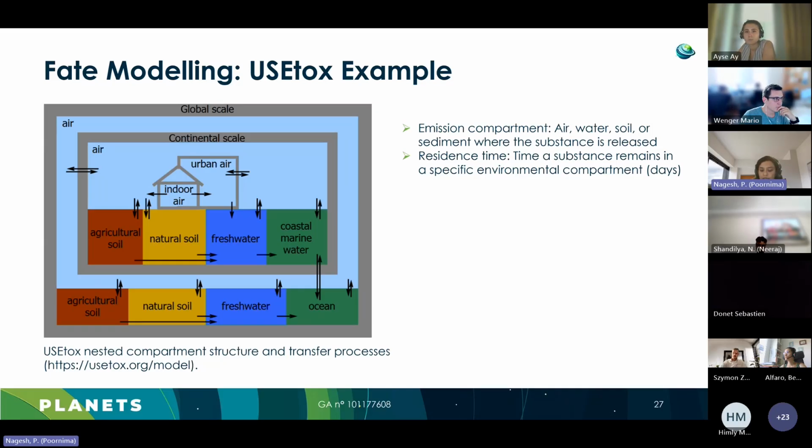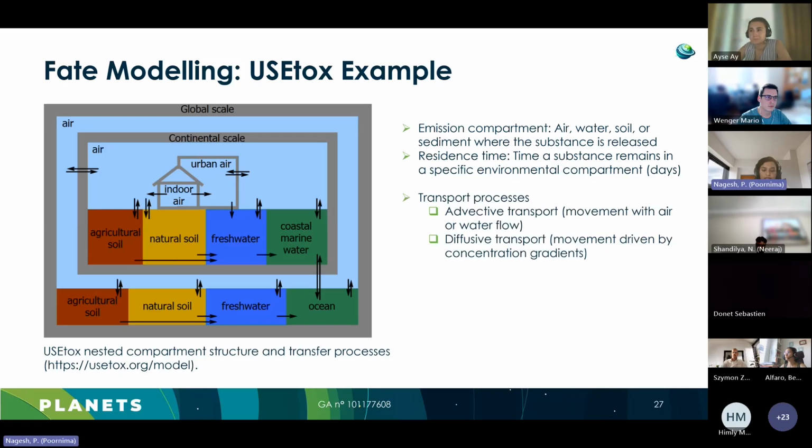So the first part is the fate modeling. What you see is a USTOX nested component structure. Because it's hard to do it spatially explicit, they look at the different environmental components and also at indoor, urban air, and continental and global scale. What does it actually estimate? It looks at the emission compartment, if the chemical is in air, water, soil, or substance after it's released. And it also accounts for the residence time, how long after release a substance will remain in the air, or how long it will stay in soil.